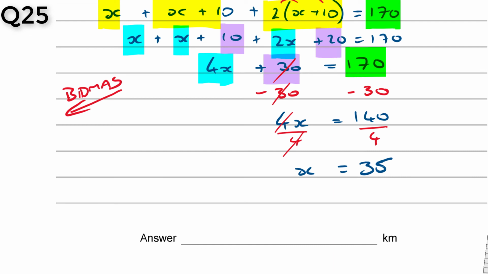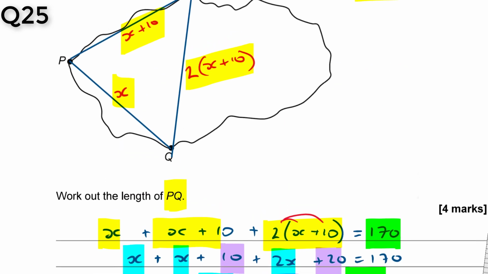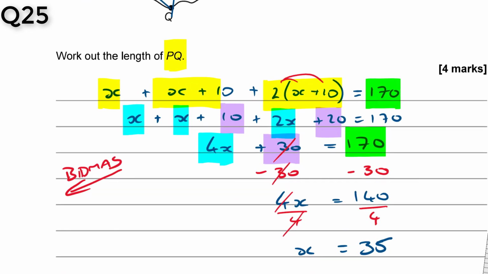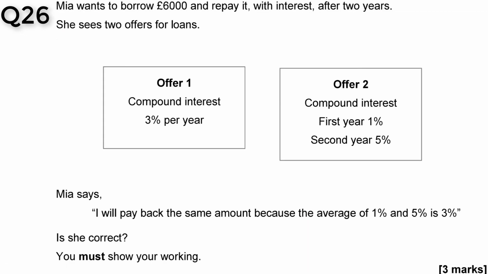X is 35. Right, have I answered the question? The question was, work out the length of PQ. Which is PQ? PQ is X. Oh, okay, that's easy enough. Then we have worked out the answer. It's 35. Mia wants to borrow £6,000 and repay it with interest after 2 years.